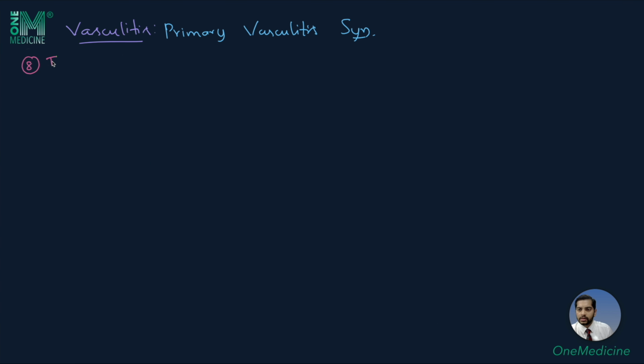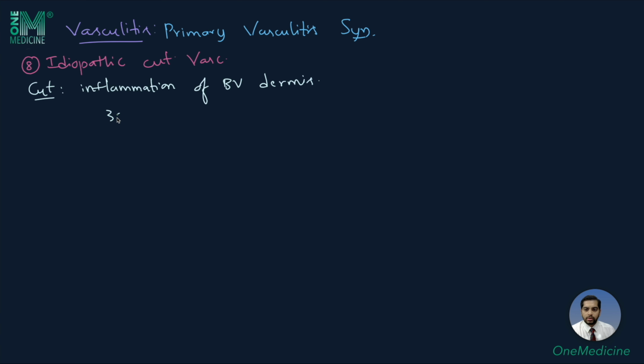The next subtype is idiopathic cutaneous vasculitis. Cutaneous vasculitis is broadly defined as inflammation of blood vessels belonging to dermis. In about 30% of the cases, this cutaneous vasculitis can be truly idiopathic, that is, there is no identifiable cause. But in 70% of the cases, there will be an underlying condition that can lead to cutaneous vasculitis.